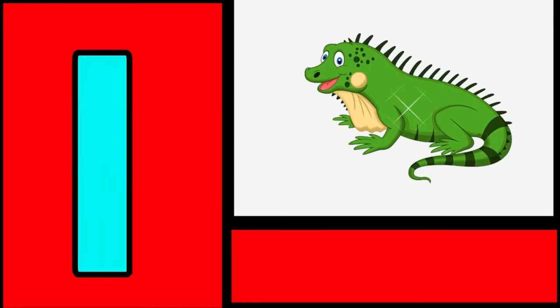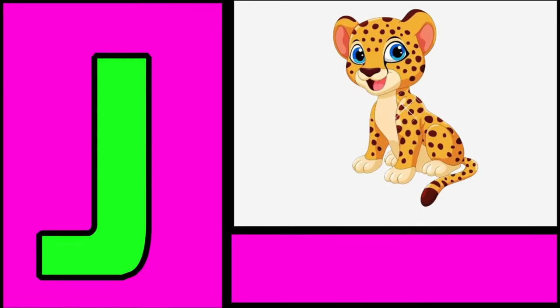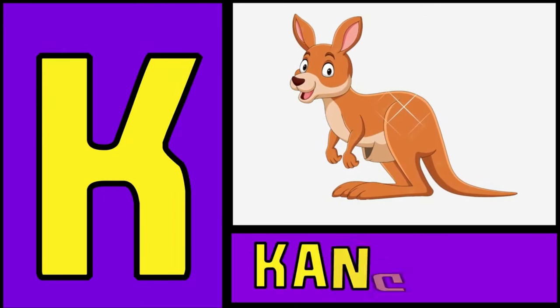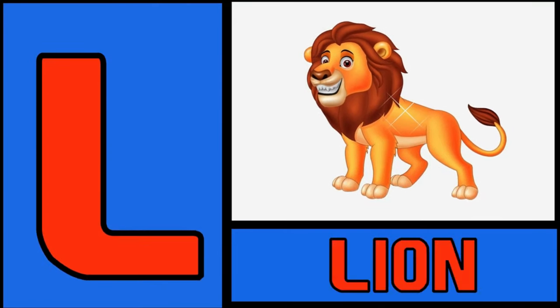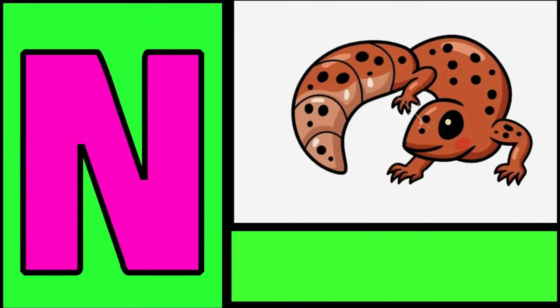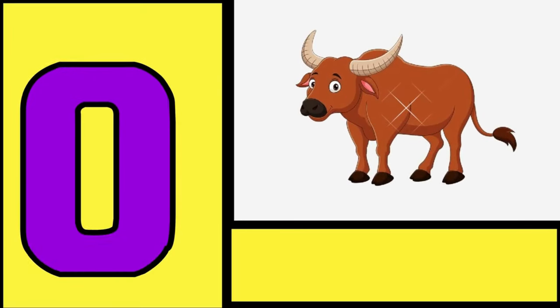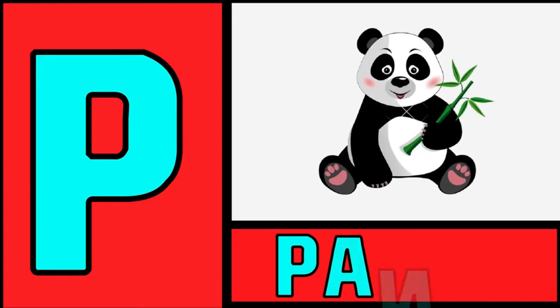I is for iguana. J is for jaguar. J, j, jaguar. K is for kangaroo. K, k, kangaroo. L is for lion. L, l, lion. M is for monkey. N is for newt. O is for ox. P is for panda.